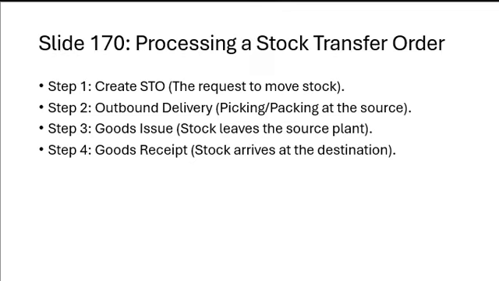Okay, processing a stock transfer order. Step 1, we need to create the stock transfer order request to move stock. Step 2, outbound delivery and picking at the source. Step 3, goods issue, stock leaves the source plant. Step 4, goods receipt, stock arrives at the destination plant. So you can see here each step ensures proper documentation and tracking, and the process provides visibility across supply chain movement.